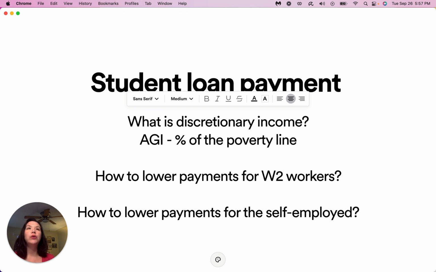So that's why we should talk about how do you lower your payments if you're a W-2 employee? How do you lower your payments if you're self-employed? Because this formula can be manipulated as long as you can manipulate any of the variables in the formula, right?